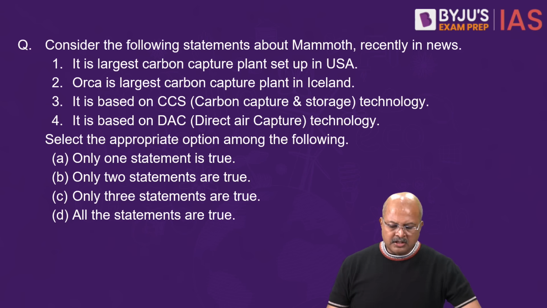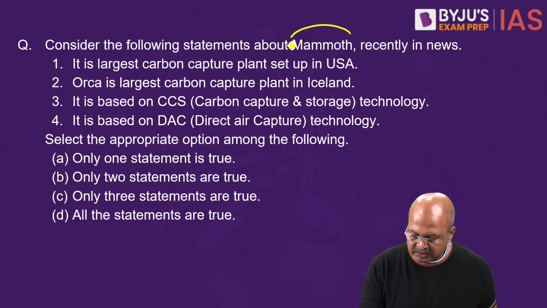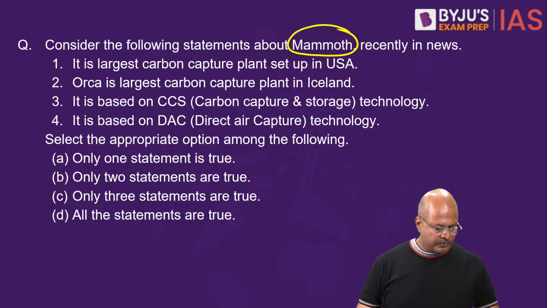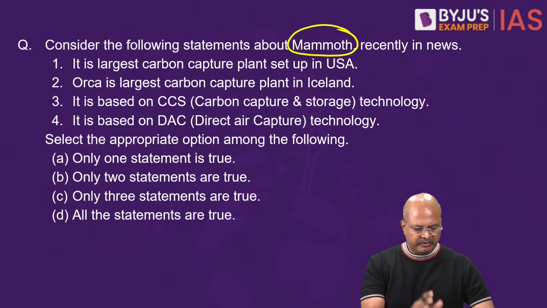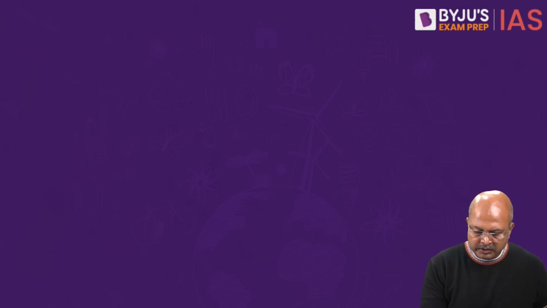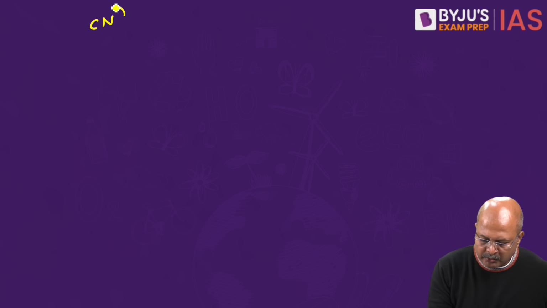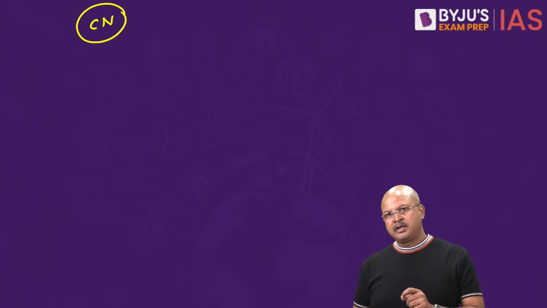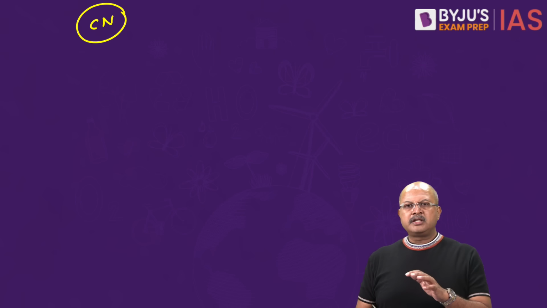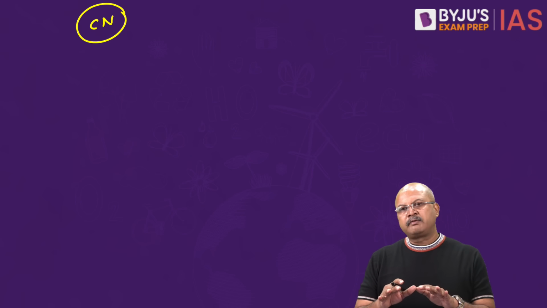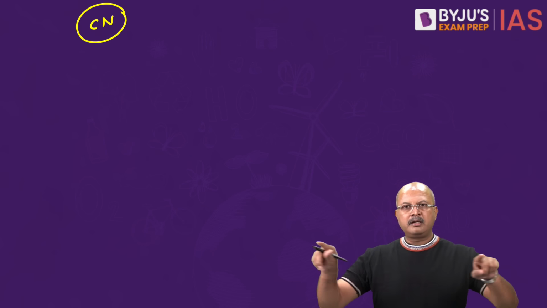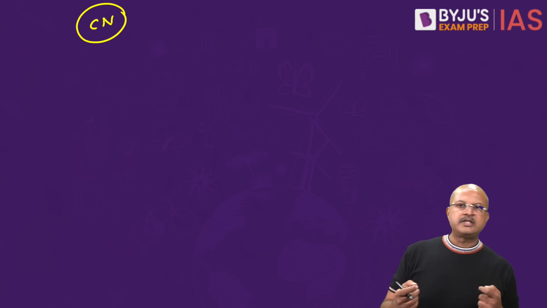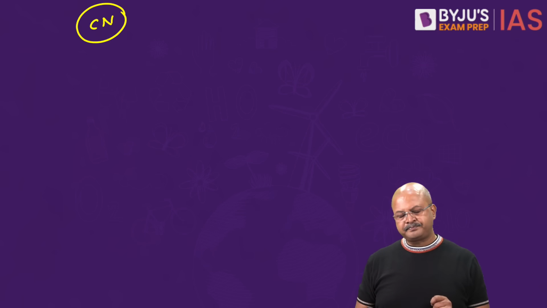Now, consider the following statement about the mammoth recently in the news. Now, this is associated with something called carbon neutrality. First understand the concept, then we will move on to the option. In the present context of the world, carbon neutrality has become a buzzword. Carbon neutrality is about making a balance between the amount of carbon dioxide emitted and removed from the atmosphere. That is carbon neutrality or net zero emission, roughly.